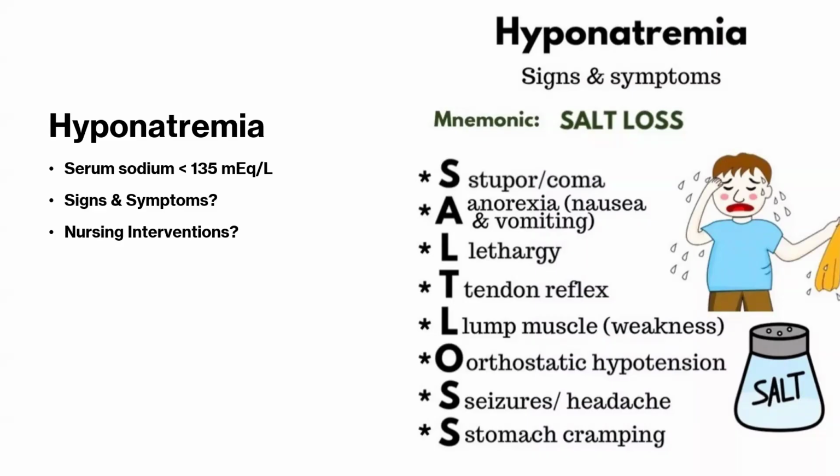When we see a patient with stupor or coma, they may have hyponatremia, anorexia, nausea, vomiting, lethargy. If we look at the tendon reflexes, they're going to be low. They're going to be limp. The muscles will be weak. Orthostatic hypotension. These patients may have seizures. They may complain of headache. An older patient that complains of headache gives you a good sign that maybe their sodium is too low. And then, of course, stomach cramping.